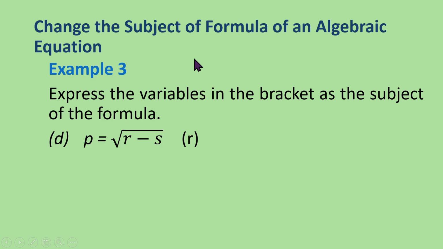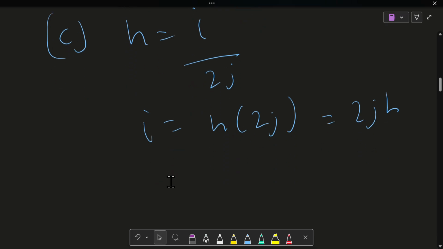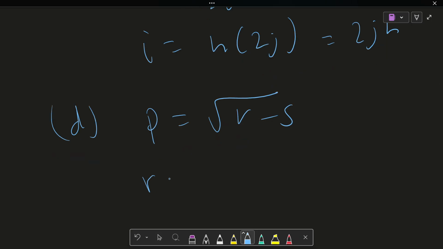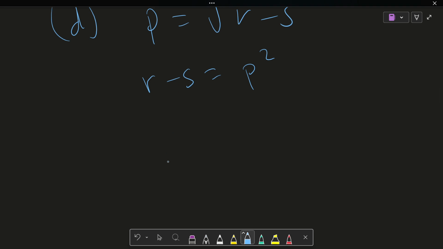So express now r, p equals to square root of r minus s. P equals to square root of r minus s. So we take it the other way around. R minus s equals to p square. Then r is p square plus s. Okay, p square plus s.